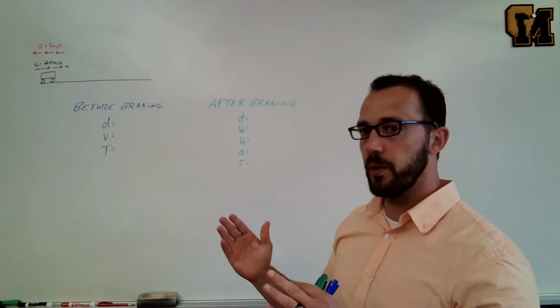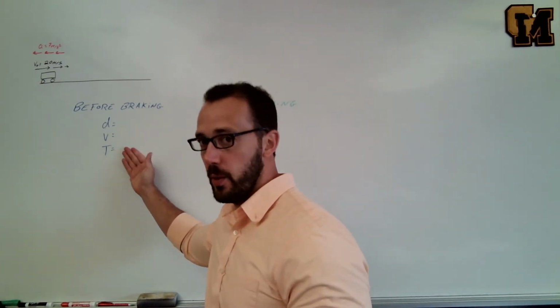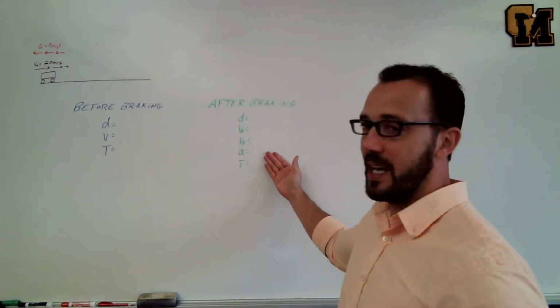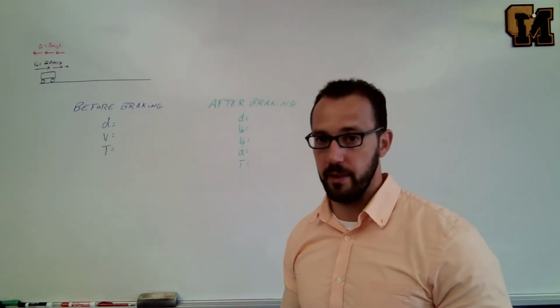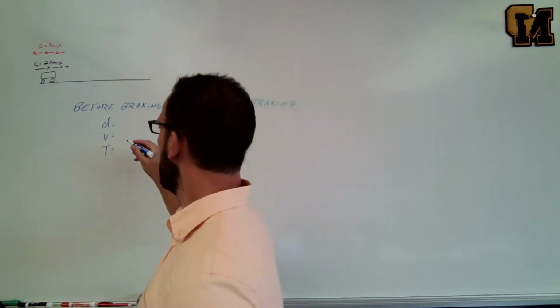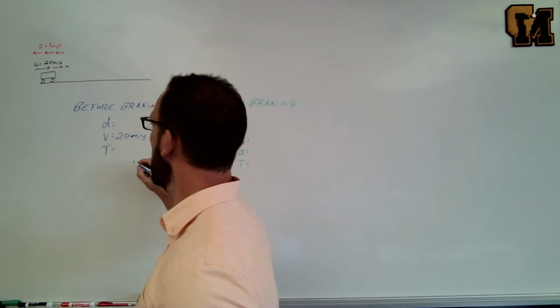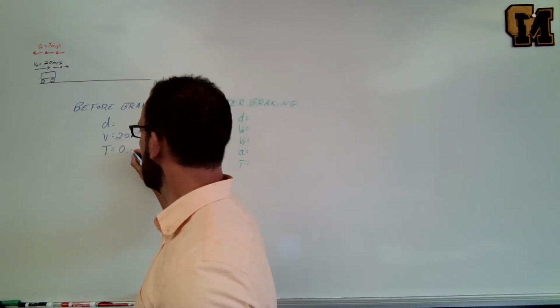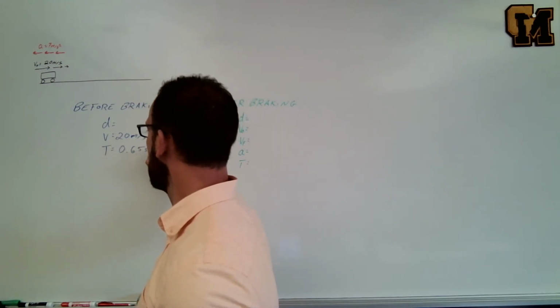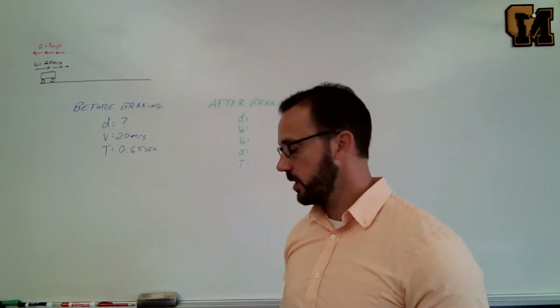We can't do them both in one because we have a different acceleration at the beginning, no acceleration, and at the end, an acceleration of -7. So we'll do the before braking first. Before braking, our velocity is 20 meters per second. We're going to be doing this for 0.65 seconds. And we want to know how far we go during that time.